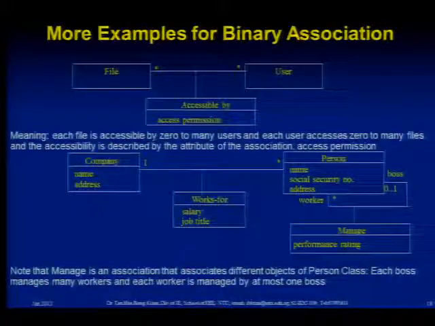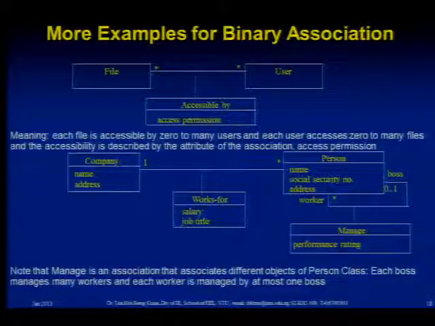Okay, now we have some more examples. On top we have a binary association again, and in this case we also define an attribute for the association, because we draw a rectangle here, and we write down "accessible by" in the first region of the rectangle, and "access permission". That means the name of this association is "accessible by". When you specify an attribute for an association, the first region of the rectangle always shows the name of the association. The second region will list down all the attributes.